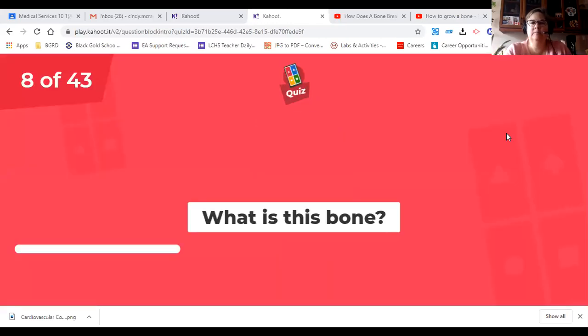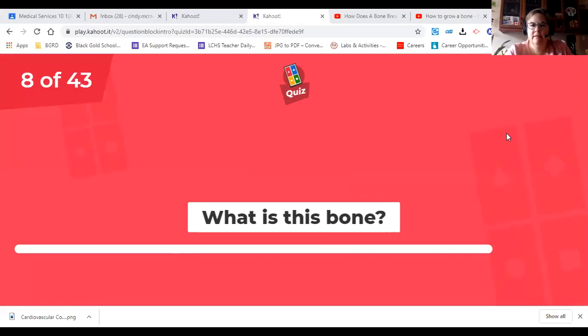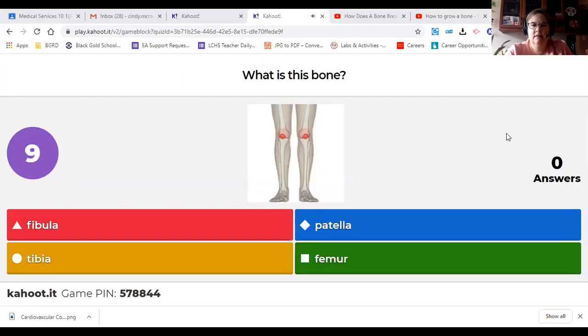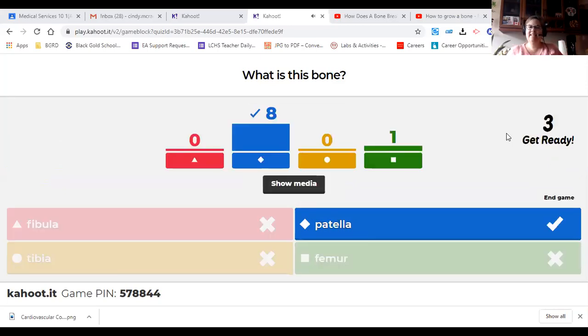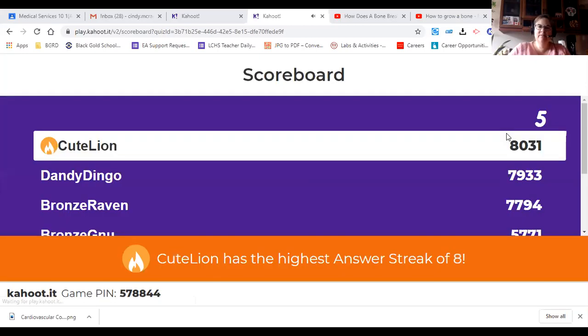Name that bone. Patella. The patella is our knee bone. And I've had a couple students that have broken their patella over the years. You are in a nice long cast to be able to stabilize that bone.